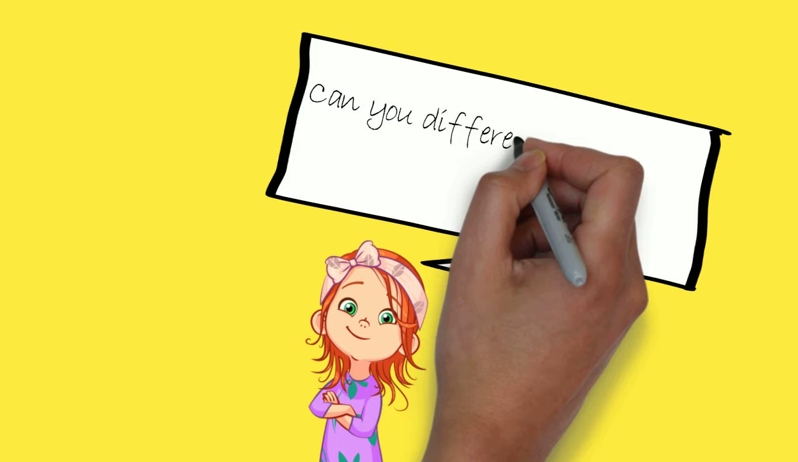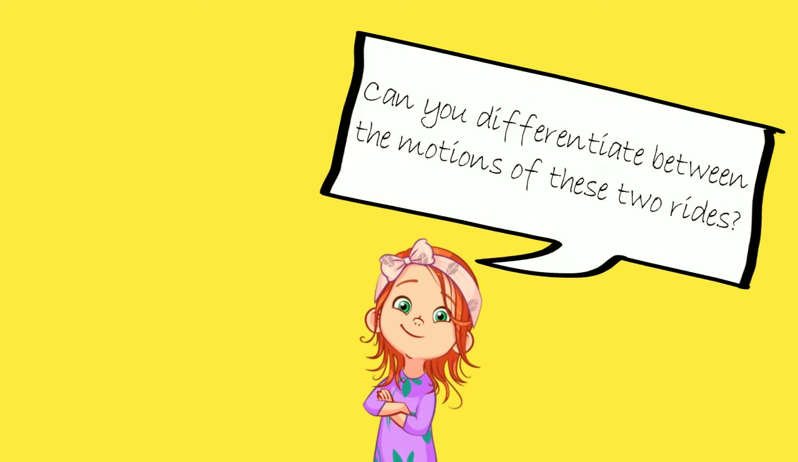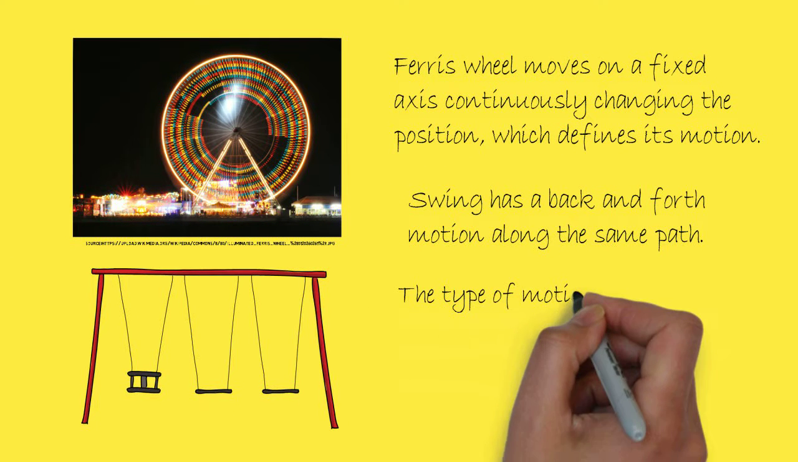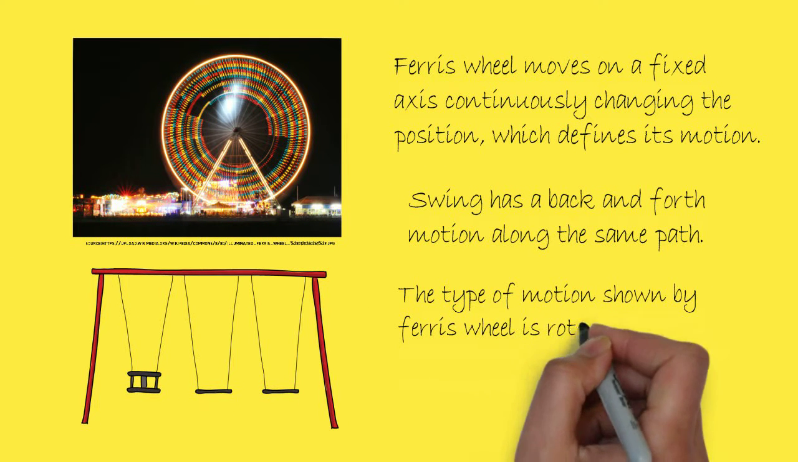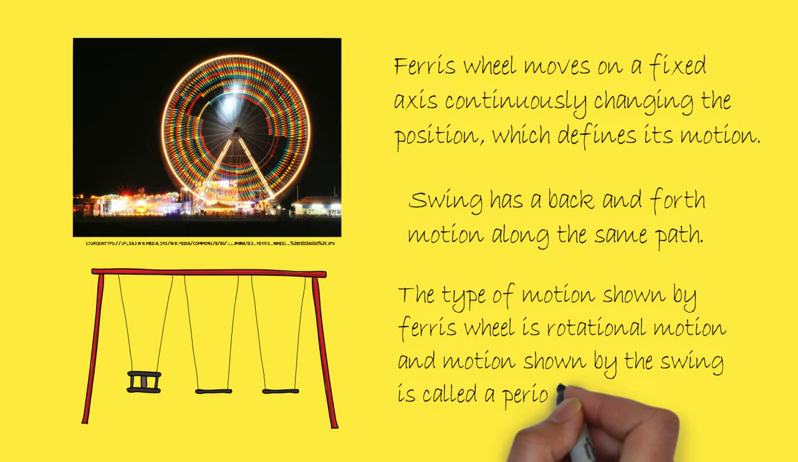Can you differentiate between the motions of these two rides? Yes, we can see that both Ferris wheel and swing have different motions. One is rotating and another repeating after a fixed interval of time. The type of motion showed by Ferris wheel is known as rotational motion, and the motion showed by the swing is called a periodic motion.